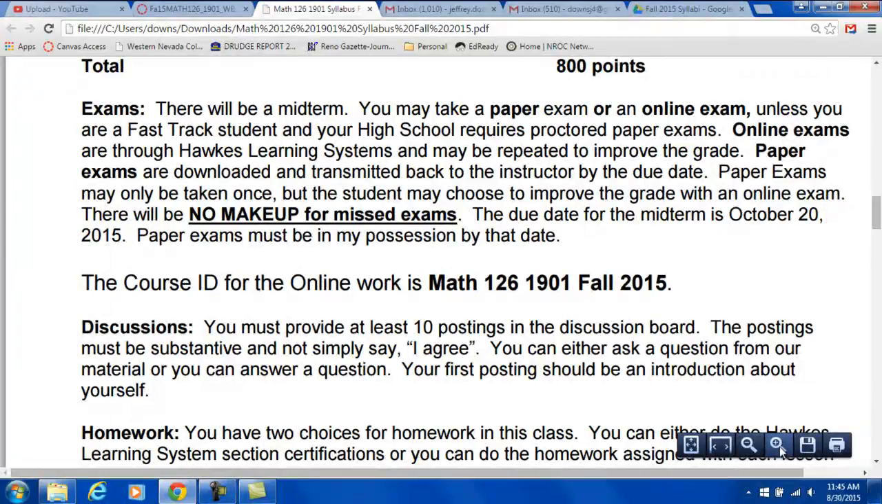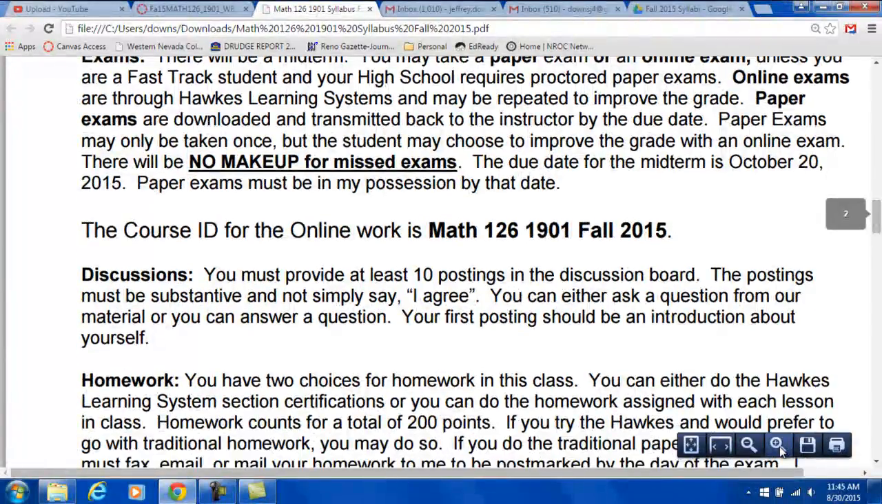And what's actually preferable to me, if anything else, is to scan the exam and upload it in Canvas. There'll be a place to upload it. I can print it off there, and it saves having to ship it through the mail and avoids it getting lost. Okay, the course ID for the online work is Math126 1901 Fall 2015, and that's going to be within Hawk's. And when you look in the Canvas, there's a thing there that talks about how to log into or how to set up your account with our school in Hawk's.